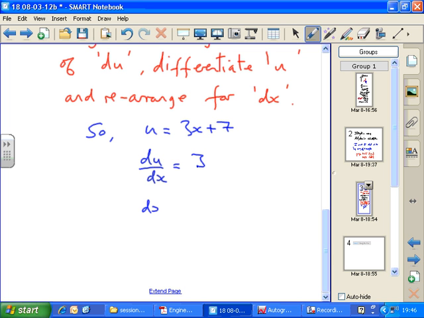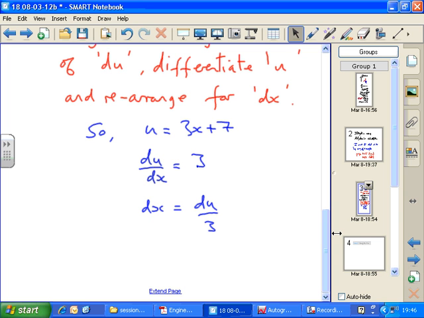Dx equals? Is 7 represent the c? Yes. Dx equals du over 3. Rearranging for dx, treating it like a little algebraic expression. Multiply both sides by dx, and divide both sides by 3, and get dx equals du over 3. It's a bit of a trick because really du and dx aren't algebraic expressions, but we're just changing the variable.